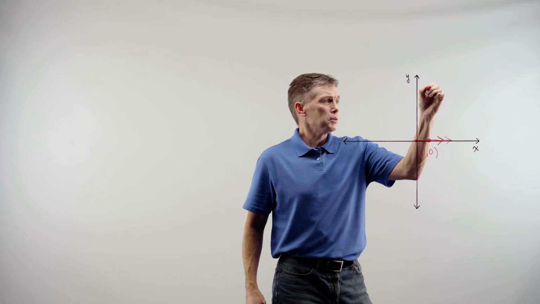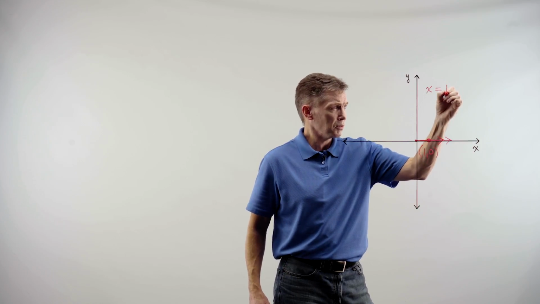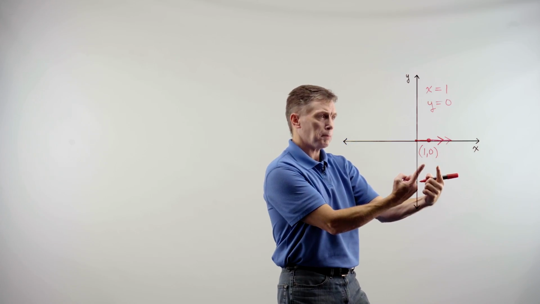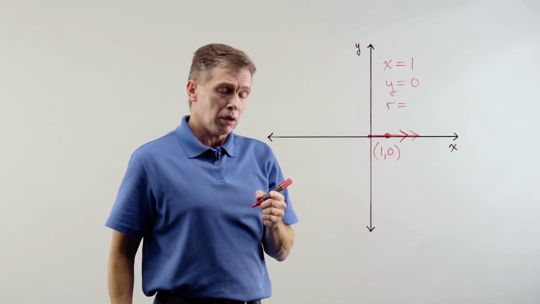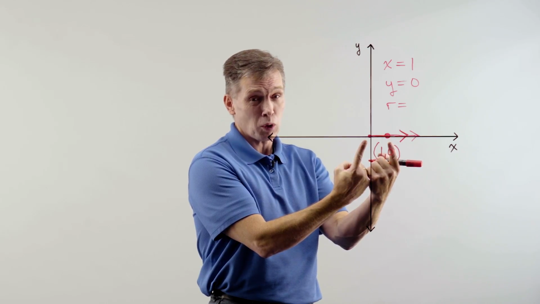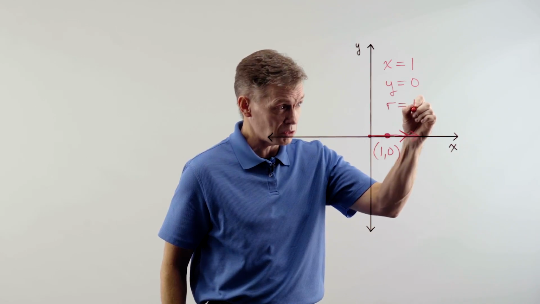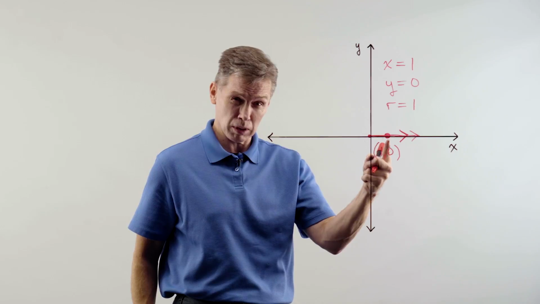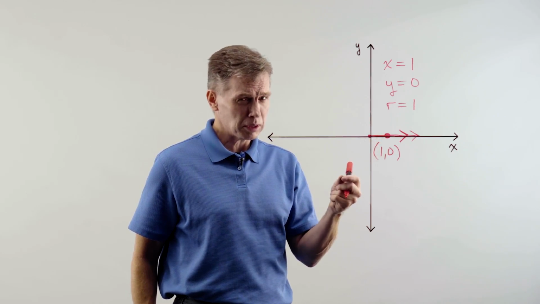So what you can do is just start labeling some of your known information. For instance, x equals 1, y equals 0, right from this point. And also try to label your r. If you remember, r is that distance from the origin to your point. With these quadrantal angles, it's convenient to see that the distance here is actually just 1 for me. That's the distance from the origin to the point that you're working with. So if you're on any one of these axes, your r will be pretty straightforward.